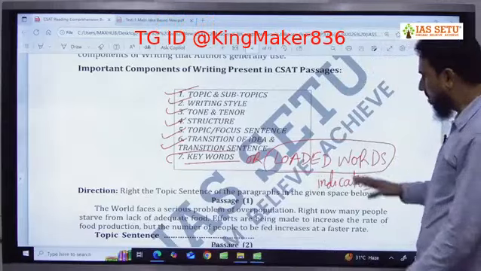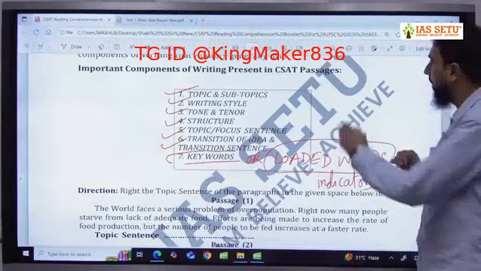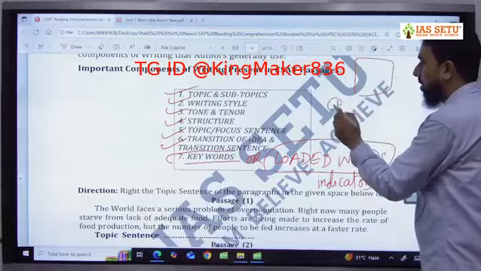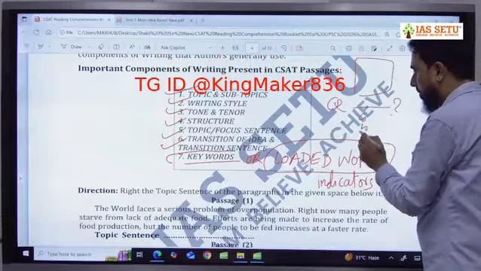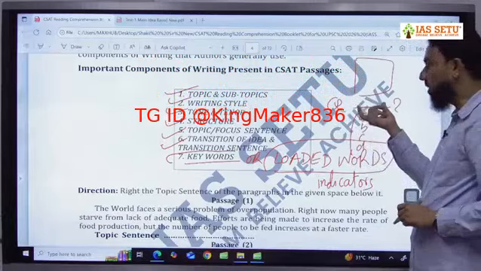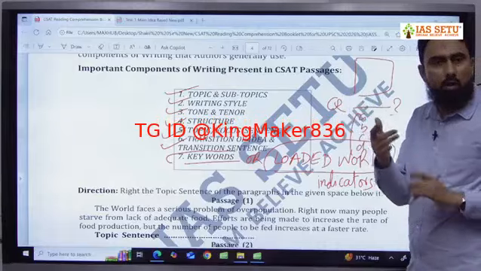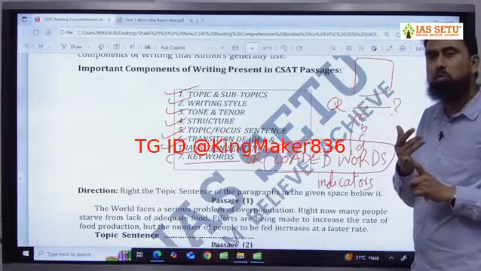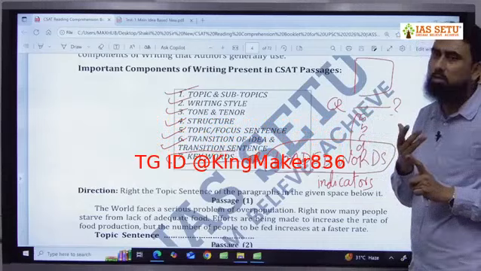And keywords are not just there in the passage. They are there in the passage, they are there in the questions also, they are present in the options as well. So actually the keywords are everywhere. What is the keyword in the question? We discussed yesterday. If the question asks you what is the most valid assumption, then assumption is the keyword.